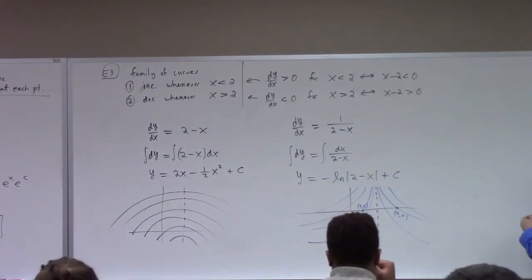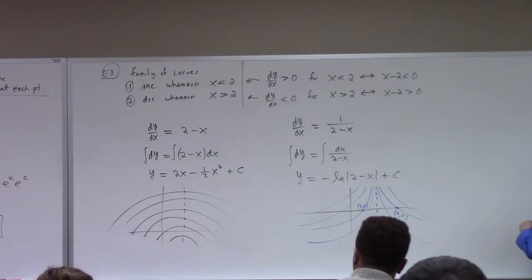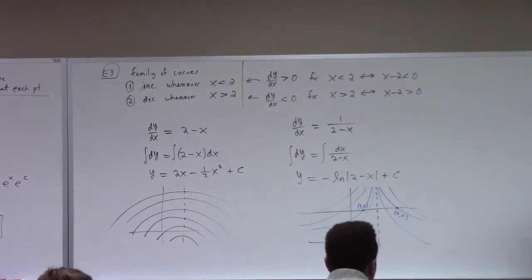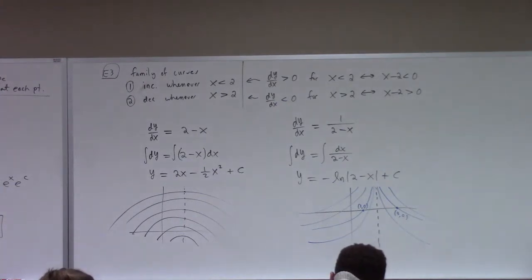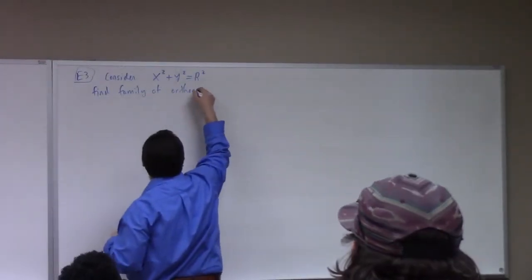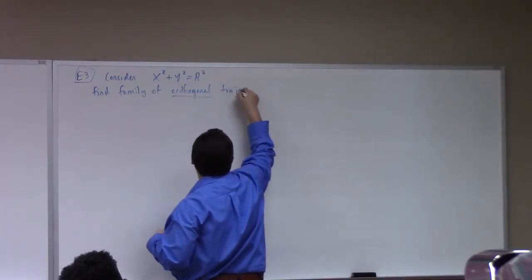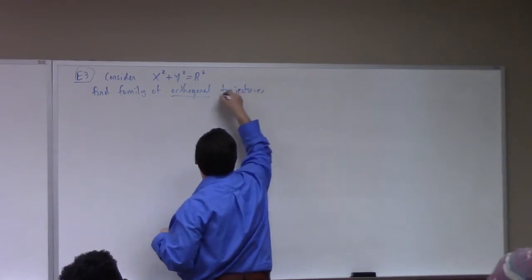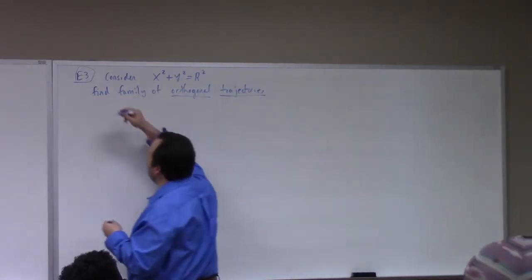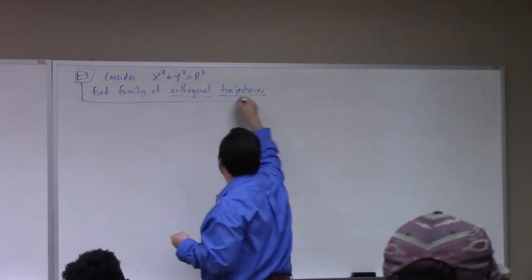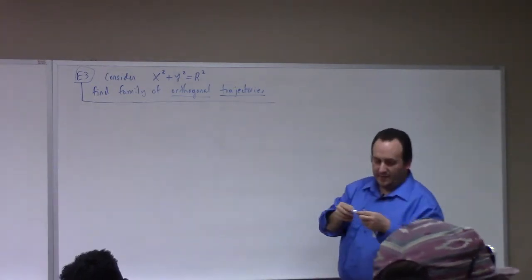So, example 3, consider x squared plus y squared equals r squared. Find the family of orthogonal trajectories. What's that mean? Now, this is simple enough that I can draw you a picture of what we're trying to do even before we do the calculus, okay?